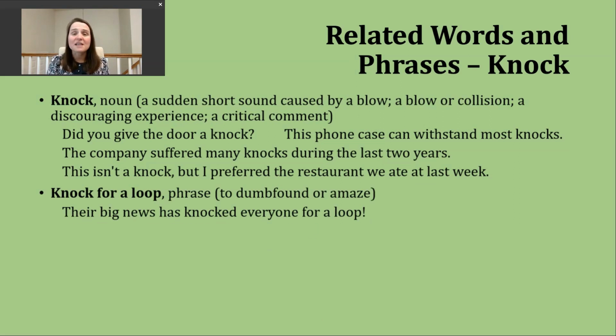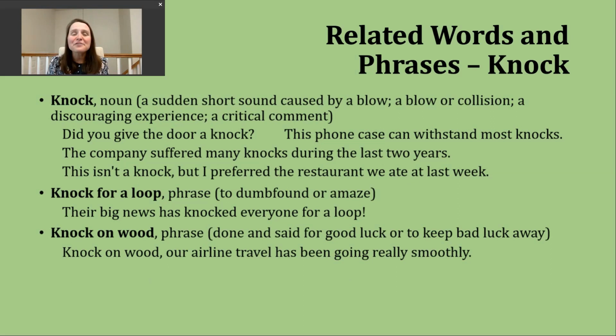One of the phrases I thought you might hear could be to knock someone for a loop. What this means is someone is really amazed. They're dumbfounded, maybe shocked, even very surprised. So an example sentence might be: their big news has knocked everyone for a loop. So everyone who hears this news, they're stunned. They're amazed.